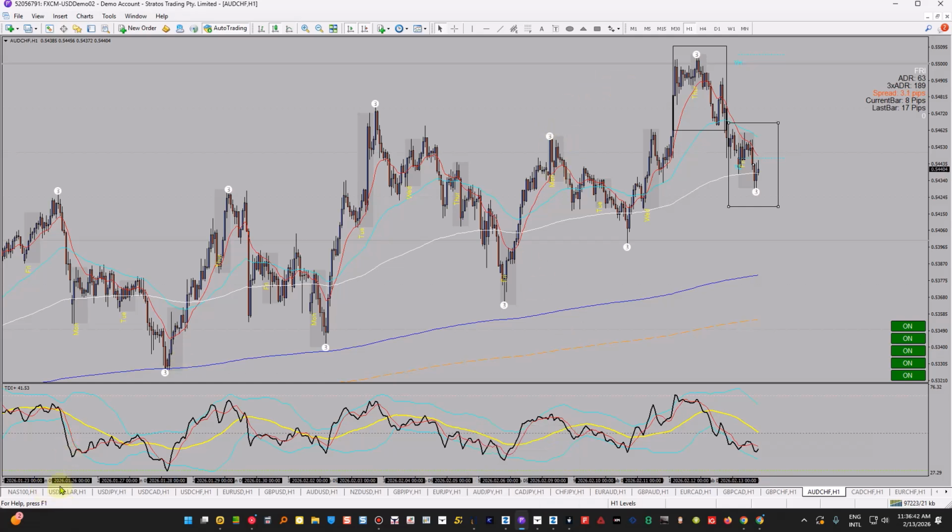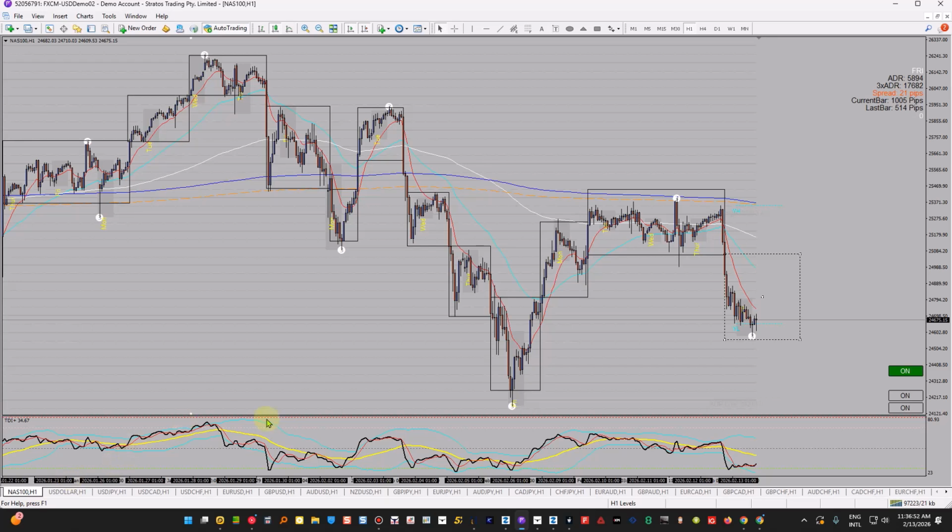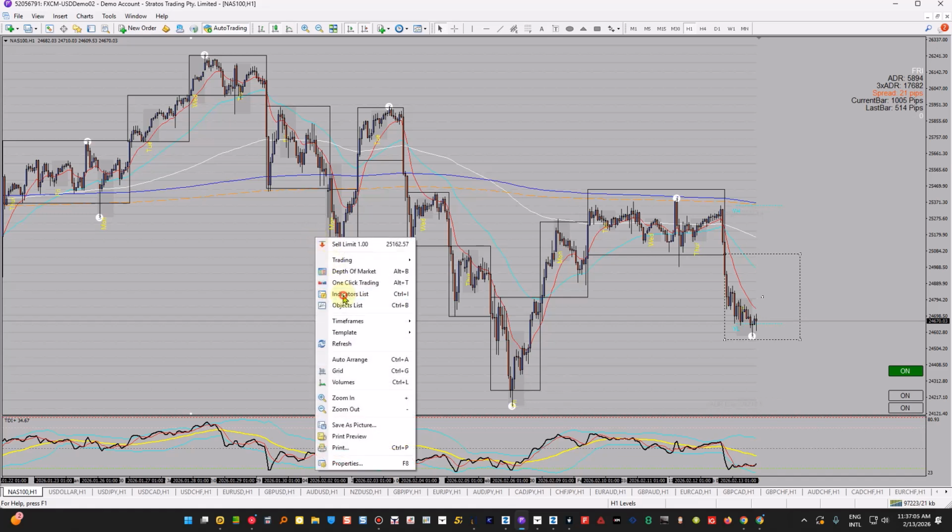Okay, and this is only for 1 hour charts. So all of my indicators are only visible on the 1 hour chart. Okay, so let's take a look at this. All right, we'll start with the NASDAQ. All right, so this is the NAS 100. Okay, this is the 1 hour chart for NASDAQ. All right, and all of these indicators are only visible on the 1 hour chart.